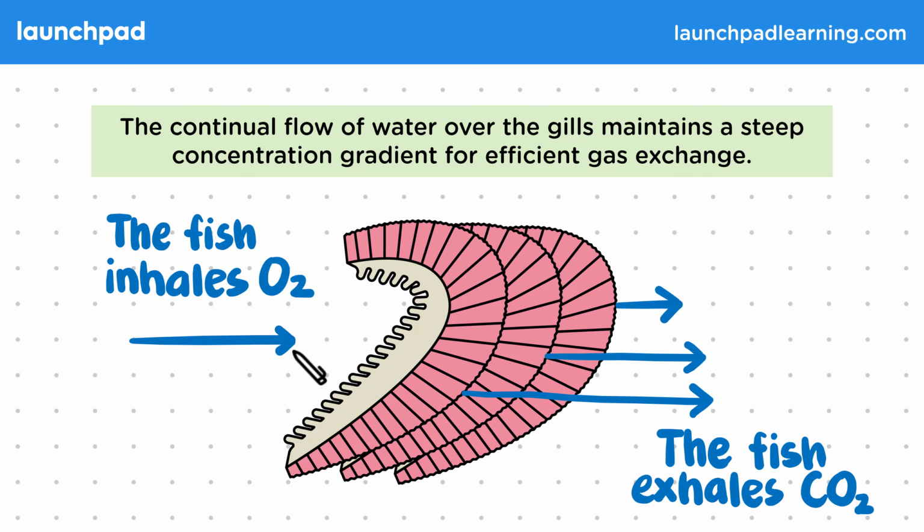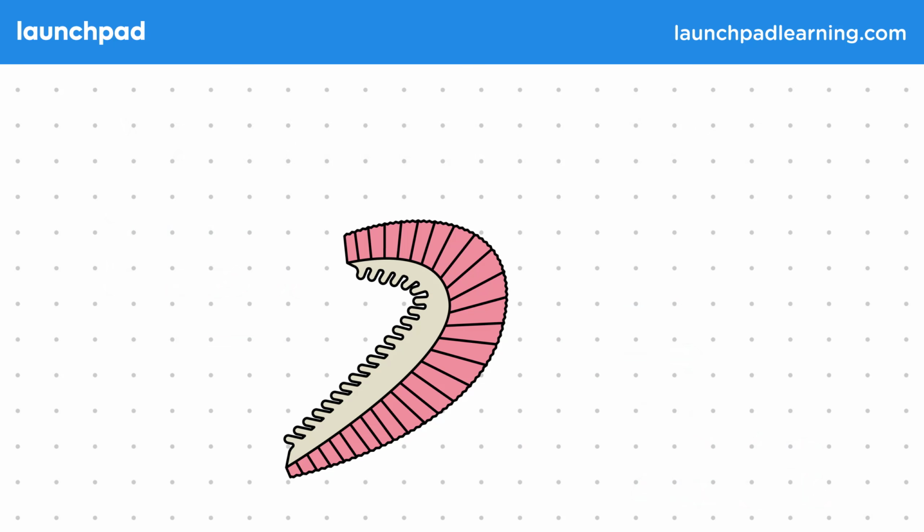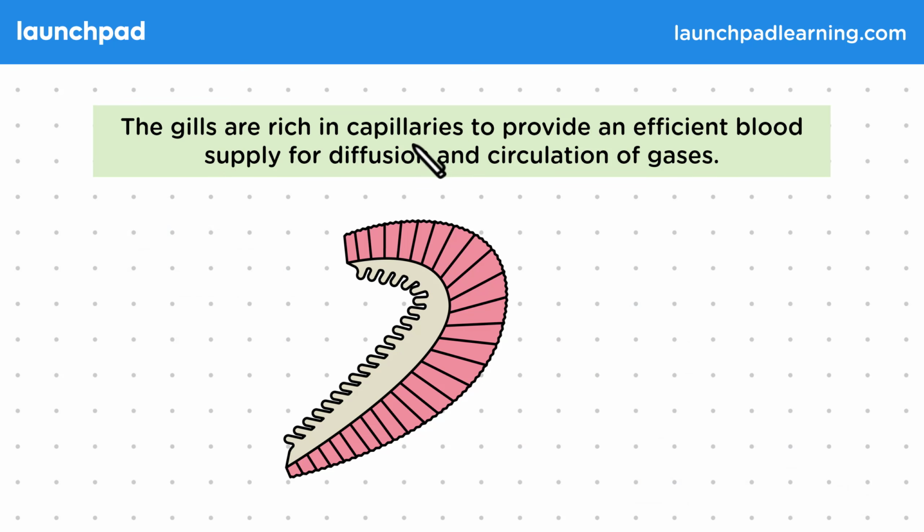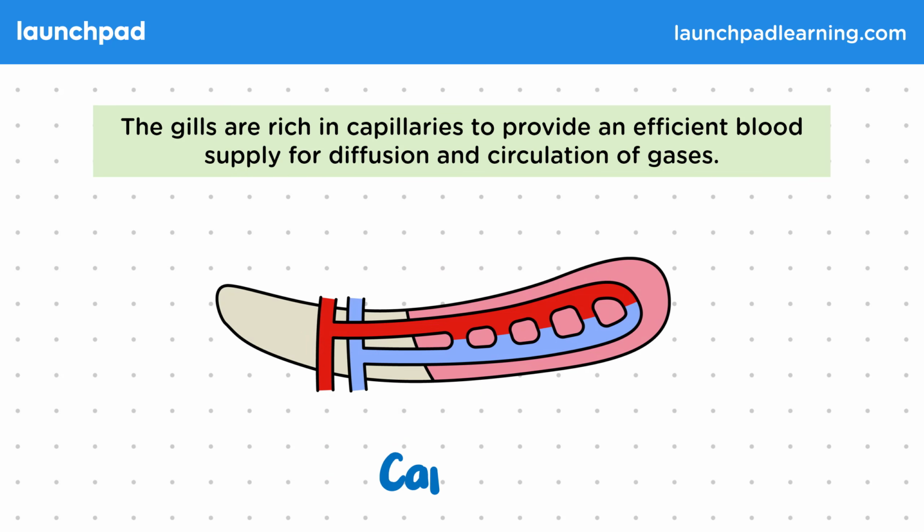So how are the gases exchanged between the water and the fish's bloodstream as this water moves across the gills? The gills are rich in capillaries to provide an efficient blood supply for diffusion and circulation of gases. If we zoom into a single section of the gill, then we can see the capillaries. These provide an efficient blood supply for exchange. Blood will flow in this direction around the gills. The blue colour means that the blood is deoxygenated and red means that the blood is oxygenated.